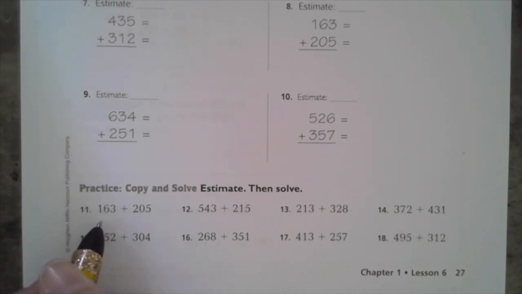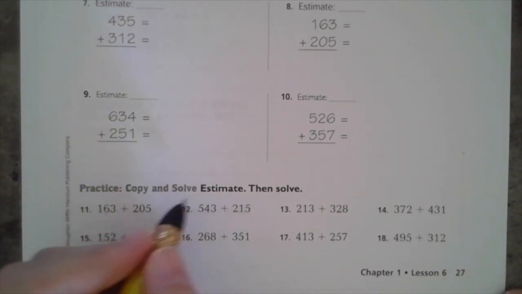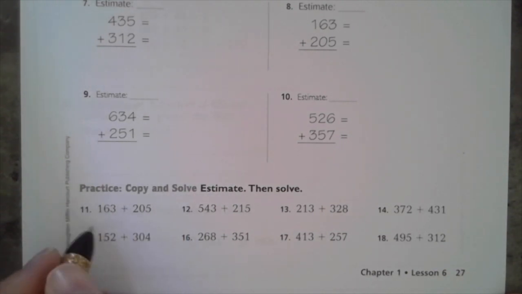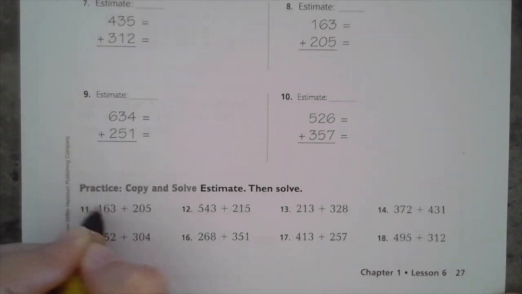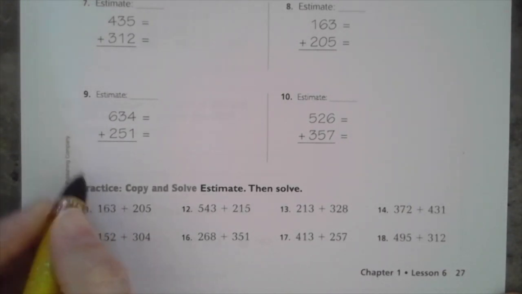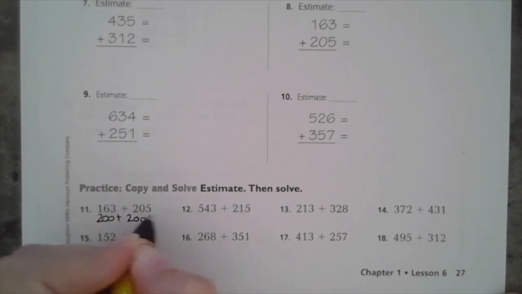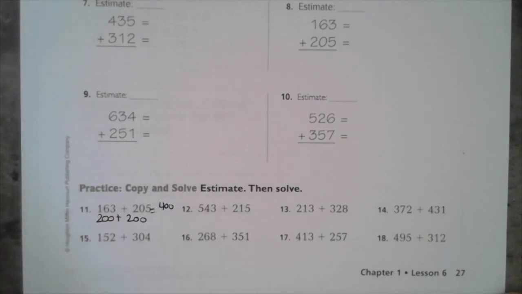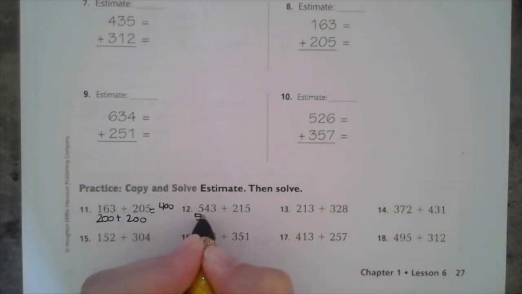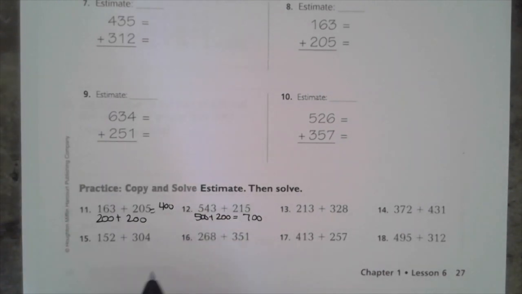Okay, we're back. So I have 163 plus 205. So we're just estimating. You can work it above or below. I'm going to work it below. This rounds to 200 plus 200 equals 400. They didn't give you much space to write that, did they? Okay, this rounds to 500 plus 200 equals 700.